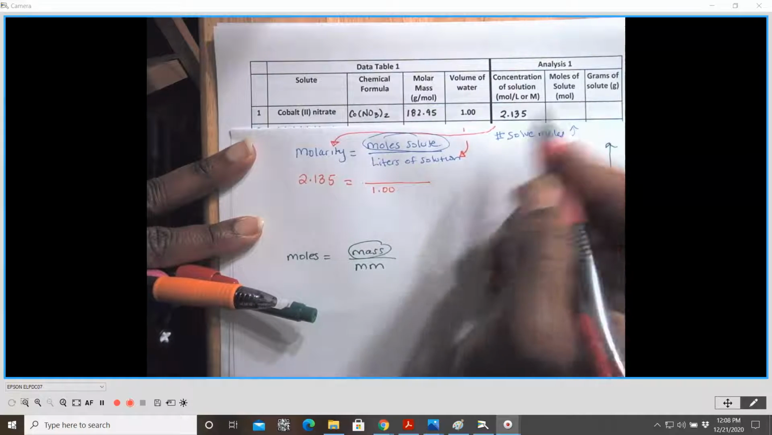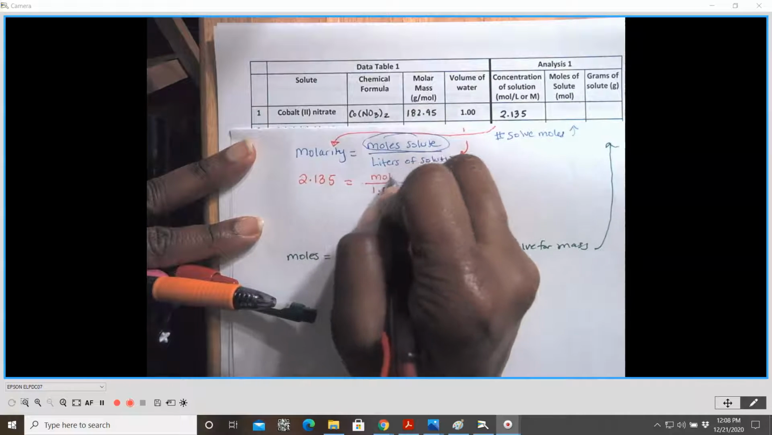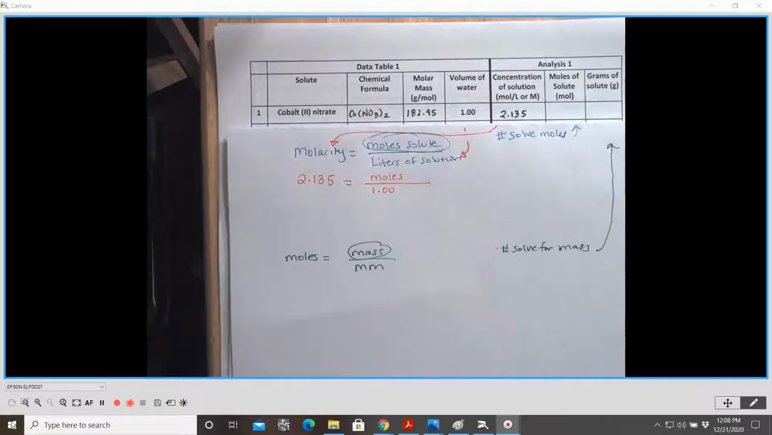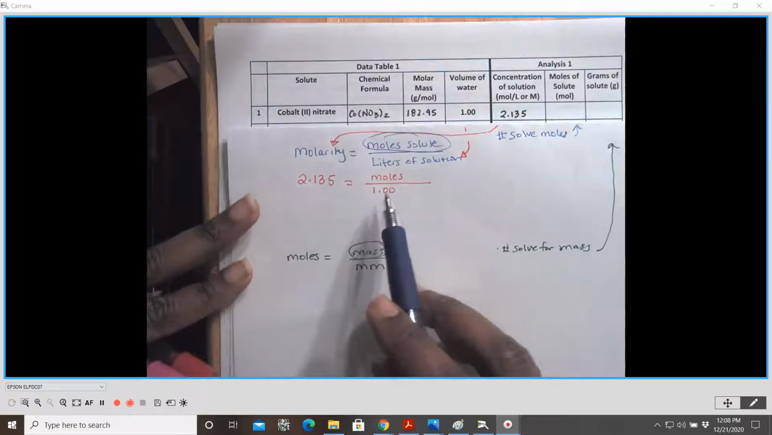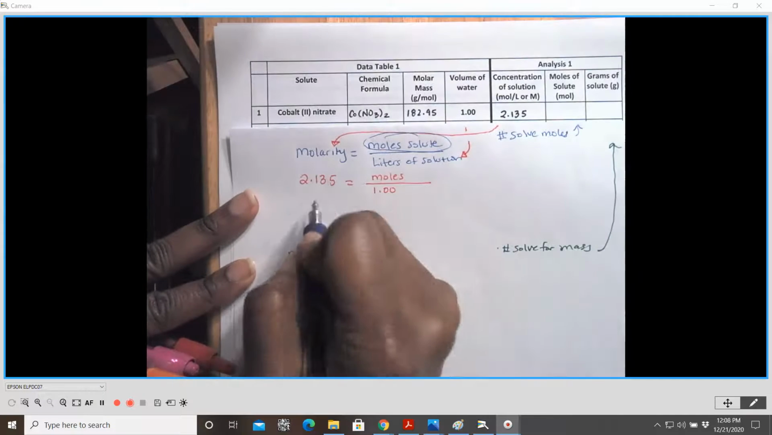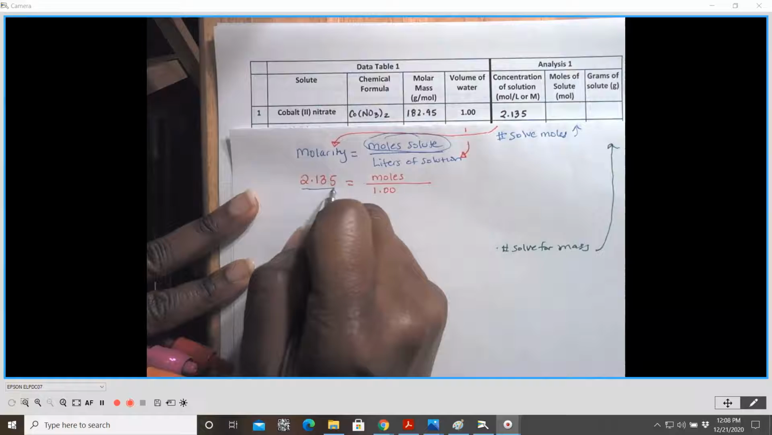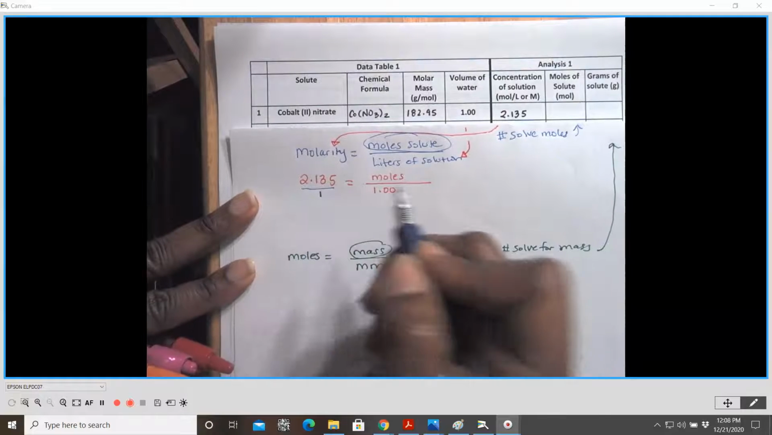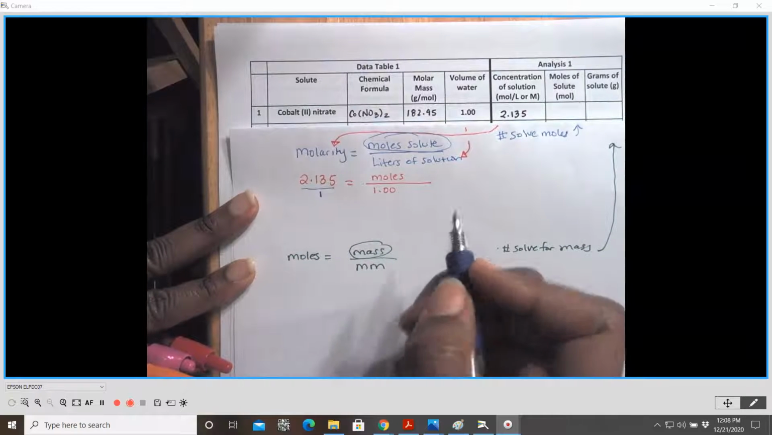Okay. And then on top, we have our unknown moles of solute. I'm just going to write moles there. All right, so how do we solve this? Remember, whenever you have a fraction next to an equal sign, you can cross multiply. To help me with the cross multiplication, I'm going to take this whole number and put it over 1 just to make it a fraction. It just makes it a little bit easier. And now we're going to cross multiply.